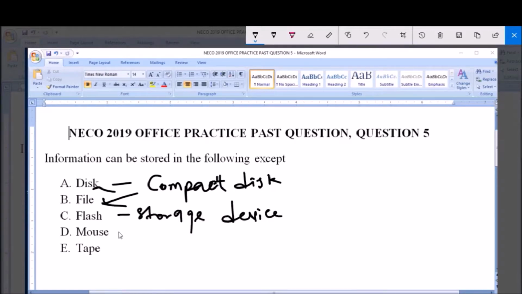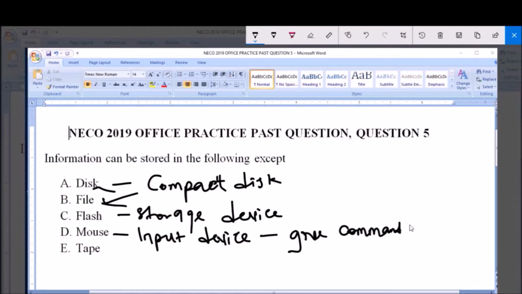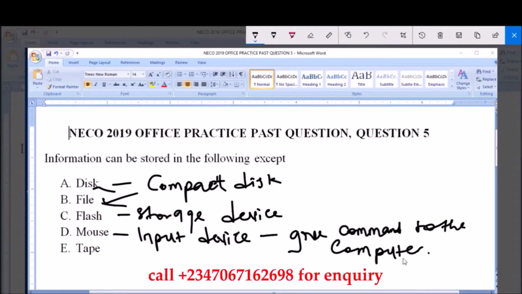Now D says mouse. Mouse is an input device that is used to give commands to the computer. So mouse cannot be used to store information. Mouse does not store information at all.